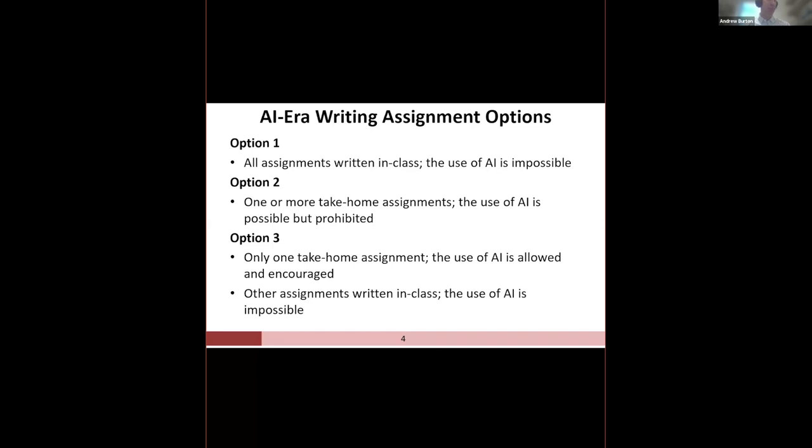Another advantage of this approach is that students are learning new knowledge, those new skills related to the use of generative AI. And as far as there are concerns about distortions to learning and grades resulting from that one take-home assignment, well, the presence of those in-class essays helps to diminish that risk.